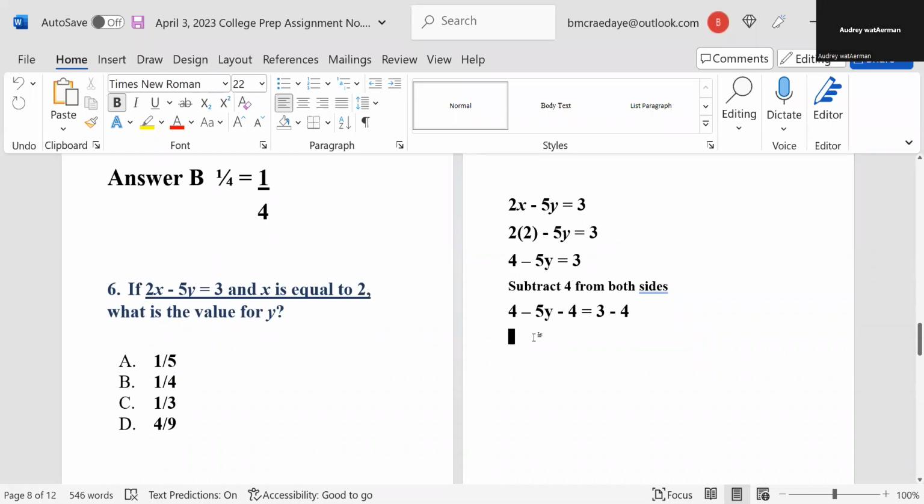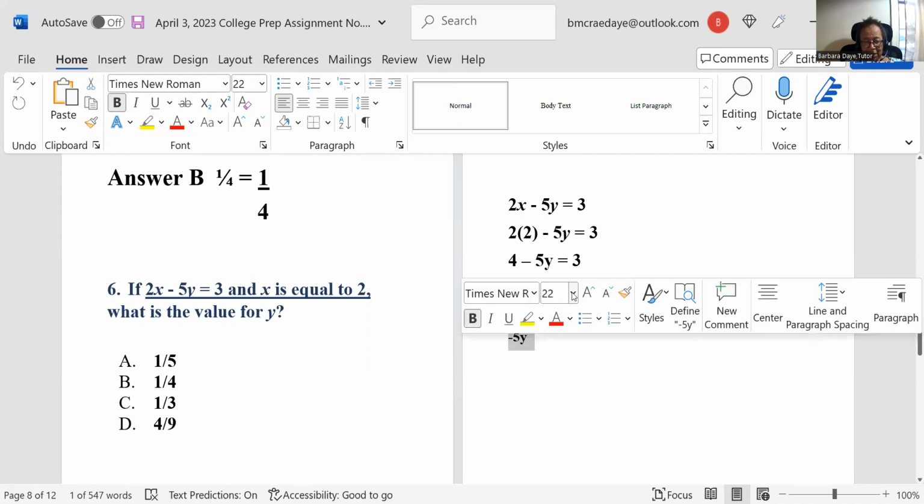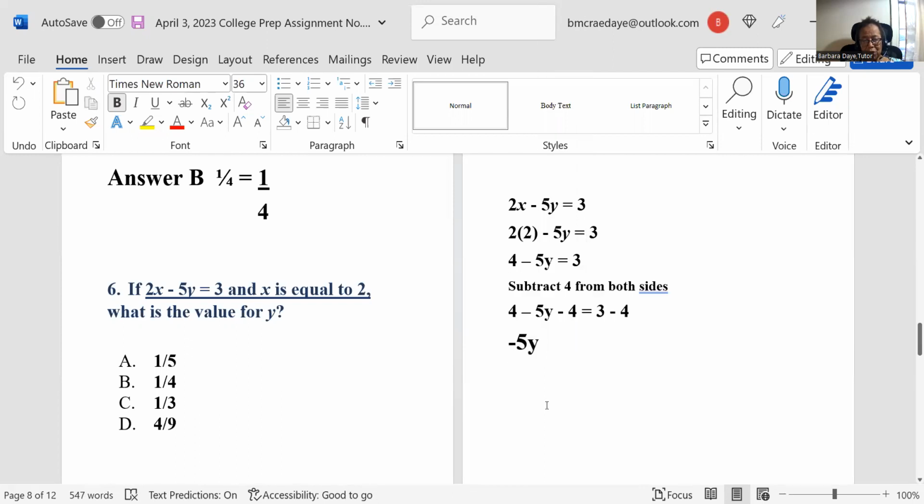4 is 0, well, I have the 0. What else? There's no x here. You have a minus 5y. That's a minus 5y because you have a 0 plus a minus 5y that just gives you a minus 5y. So the left side is now minus 5y.